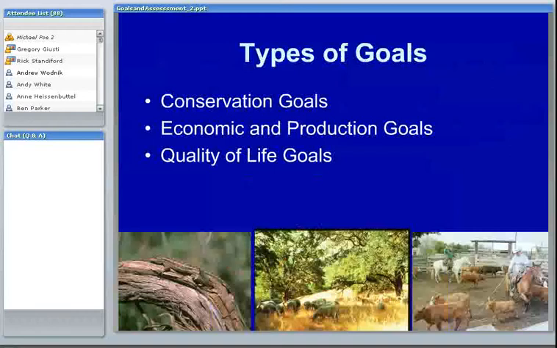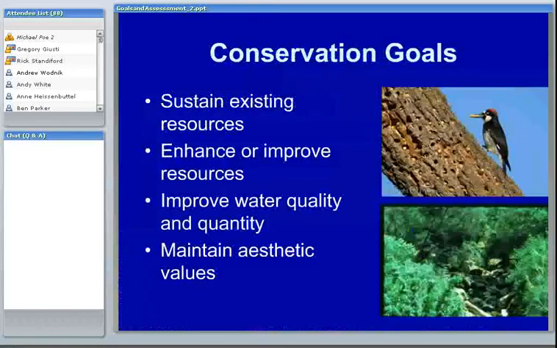In the Oak Guidelines booklet that most of you received, we talk about three different kinds of goals, and it's important that you really think through each of these and write out what those are for you, what it is you hope to accomplish. What are some of your conservation goals, your economic and production goals, your quality of life goals? I'll elaborate on each of these a bit coming up here.